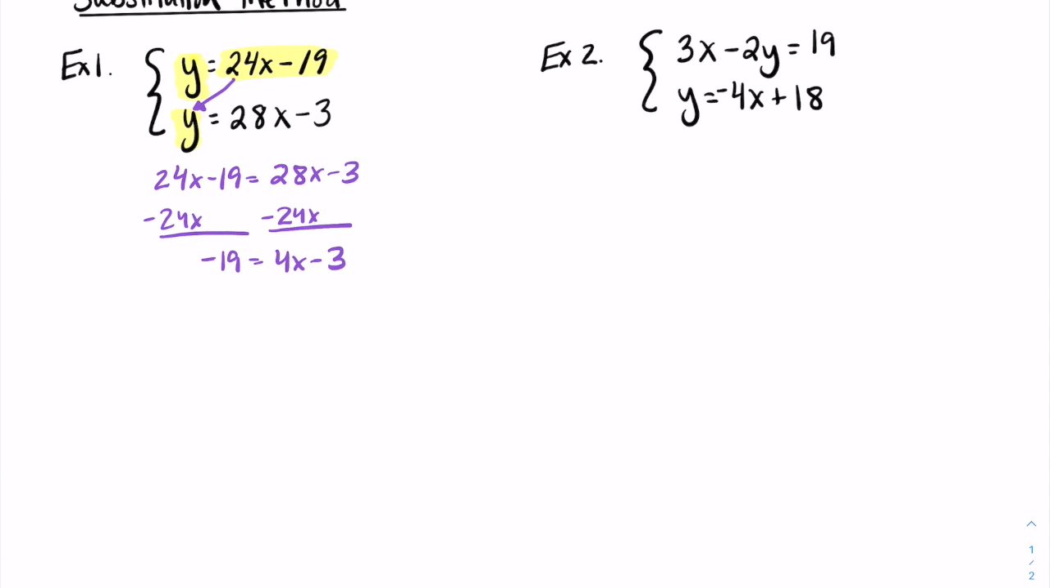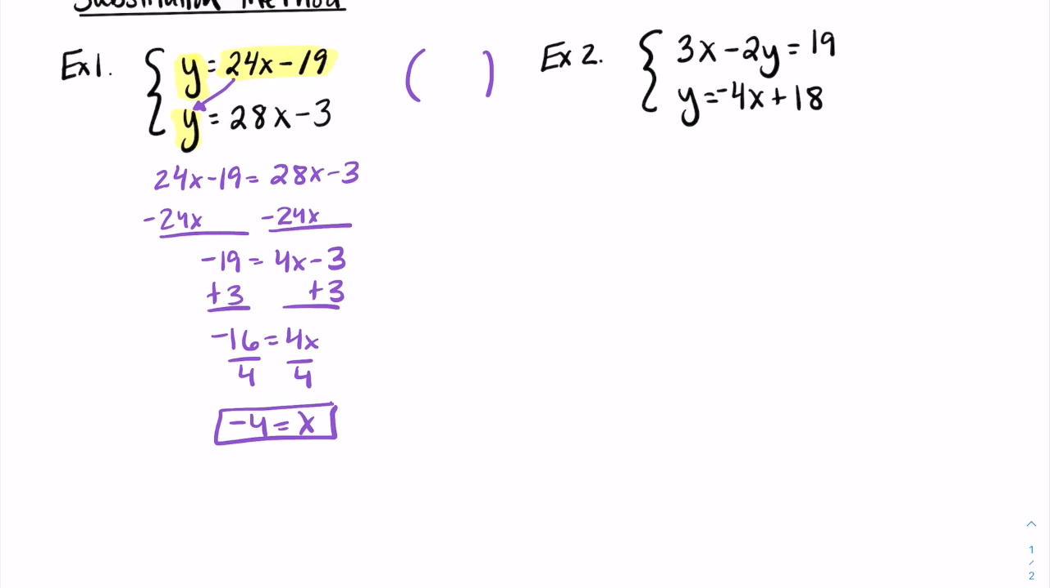That gives us negative 19 equals 4x minus 3. Then we add 3 to both sides. That gives us negative 16 equals 4x. We could divide both sides by 4, and that gives us a value of negative 4 for x. Remember, in a system of equations, the solution is the point of intersection, and remember that is the point x, y. We know now that the value of x is negative 4, but we need to find the y value.